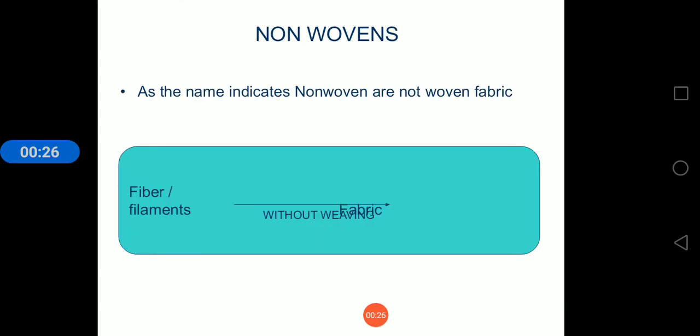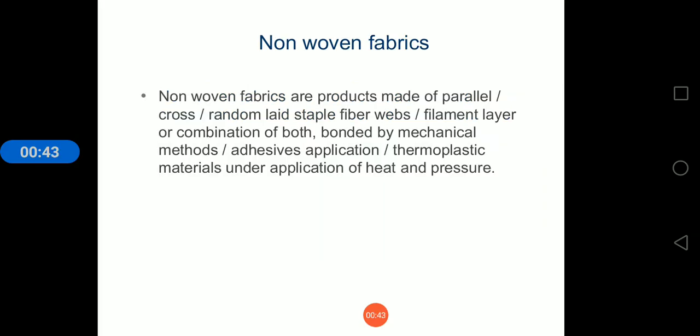non-woven means, as the name indicates, non-wovens are not woven fabrics. Without weaving is called a non-woven. Fibers with fibers or filaments without weaving is called a non-woven. Non-woven fabrics are products made up of parallel laid or cross laid or random laid staple fibers.